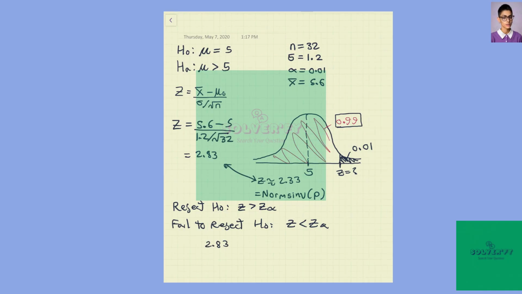So in this case, our value of 2.83 is greater than 2.33. Thus, we're going to reject our null hypothesis, which means that we reject the fact that mu equals 5. So going back to the question at hand, where it's asked if there's enough evidence to support the researcher's claim at an alpha of 0.01, the answer is yes. There's enough evidence to support the researcher's claim at an alpha of 0.01.